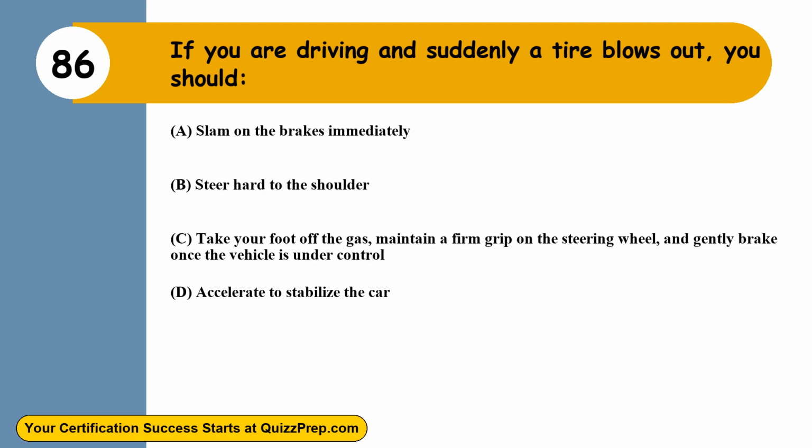Question 86. If you are driving and suddenly a tire blows out, you should: Option A, slam on the brakes immediately. Option B, steer hard to the shoulder. Option C, take your foot off the gas, maintain a firm grip on the steering wheel, and gently brake once the vehicle is under control. Option D, accelerate to stabilize the car.